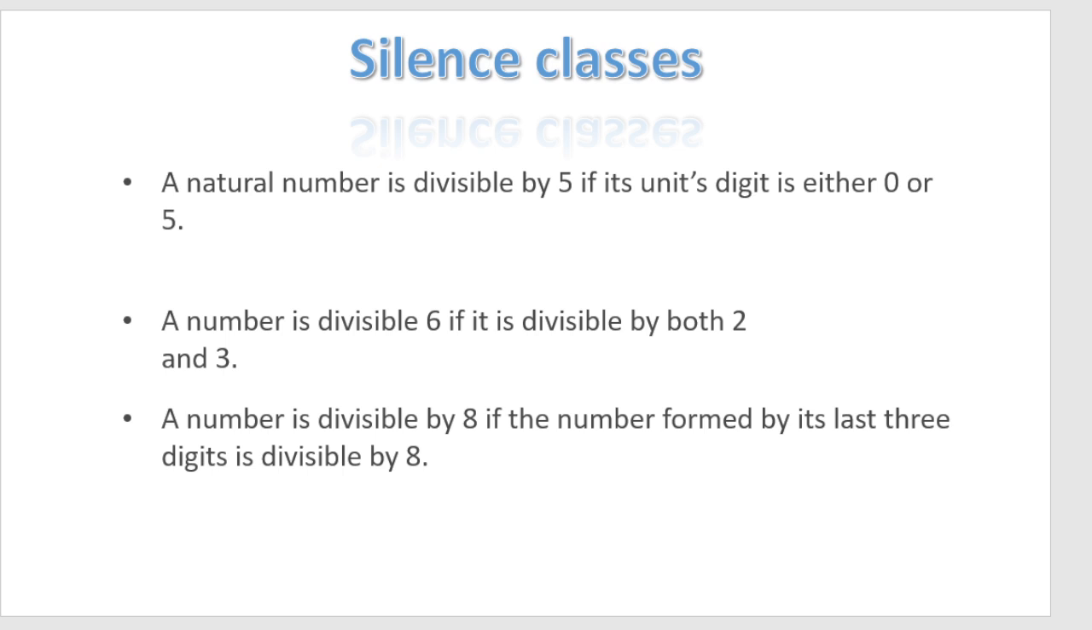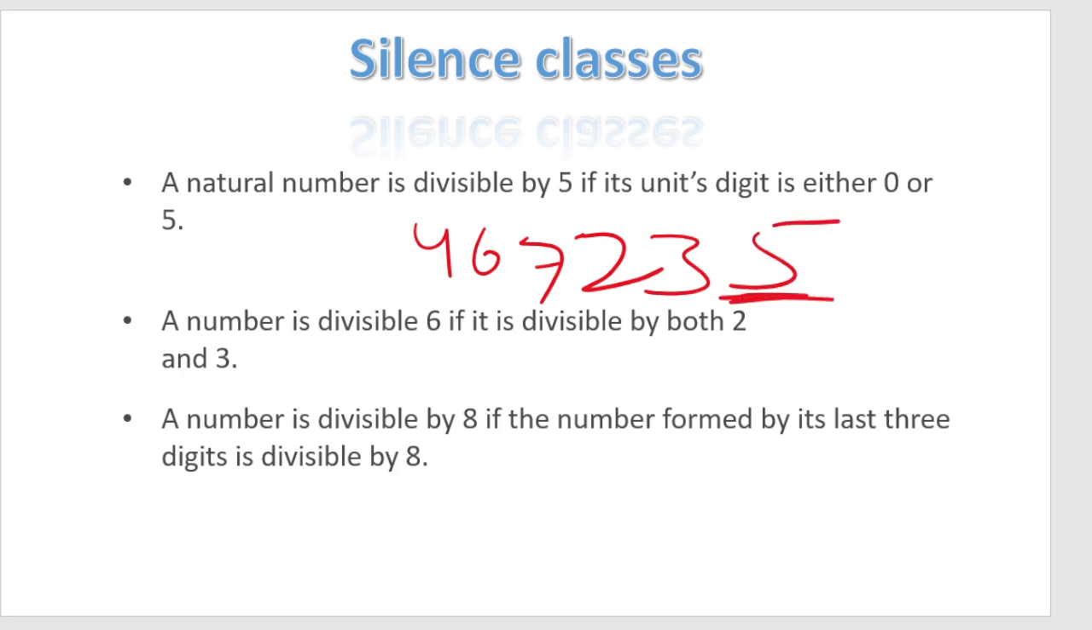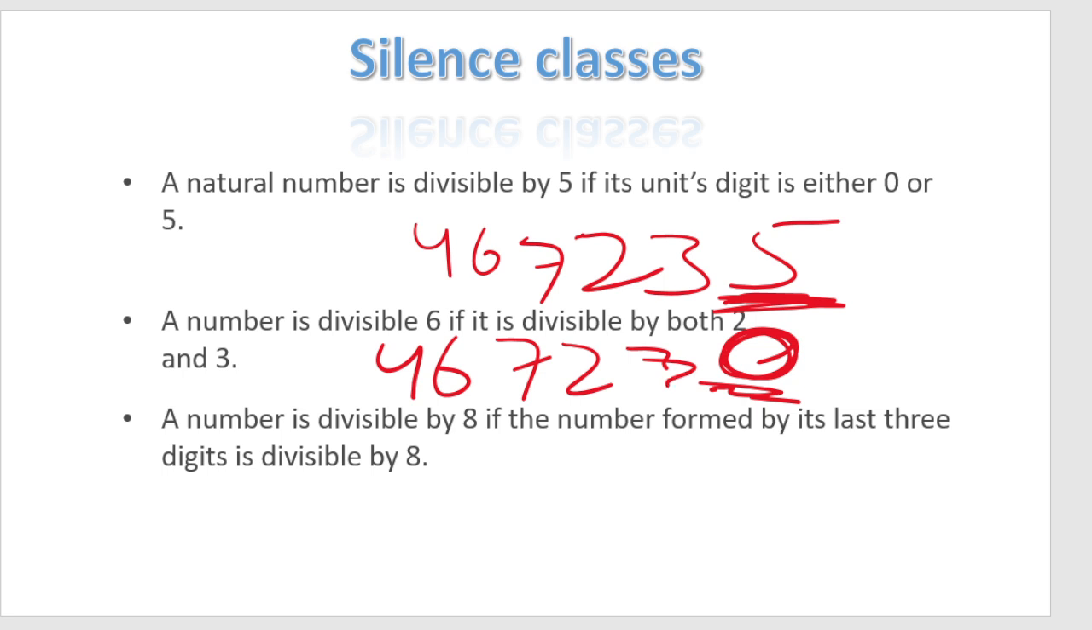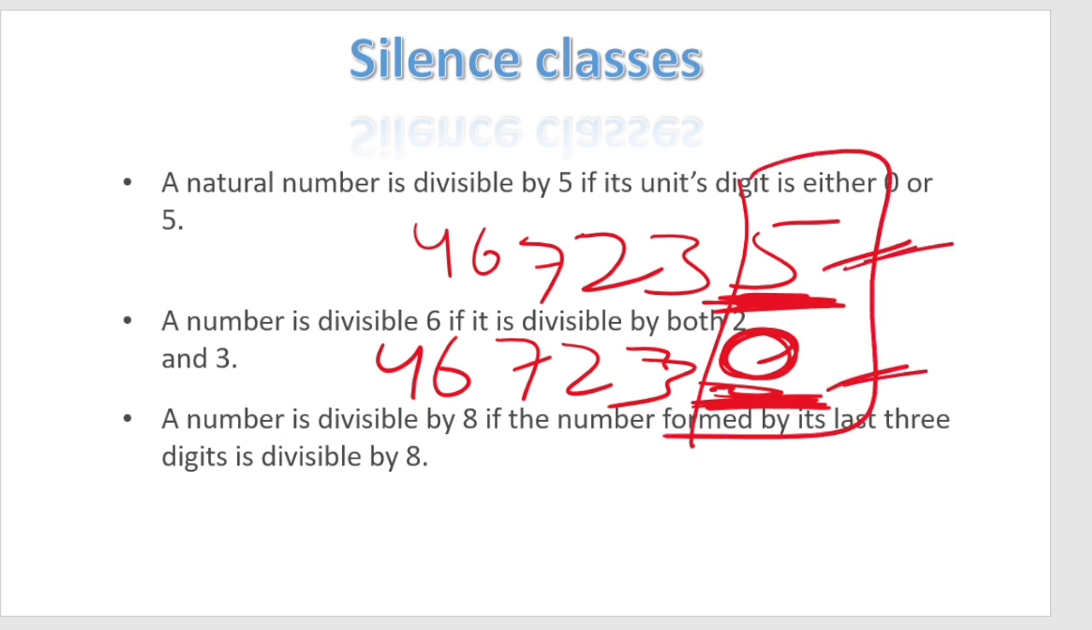Now let's come to the divisibility rule of 5. The divisibility rule of 5 is very easy. A natural number is divisible by 5 if the unit digit is either 0 or 5. Means if there is any number like 467235, check the last digit. If the last digit is 5 or 0, like 467230, if the number ends with 5 or 0, the number is divisible by 5.